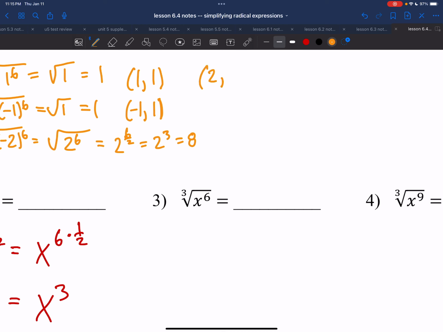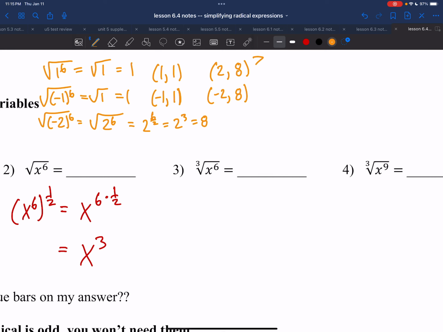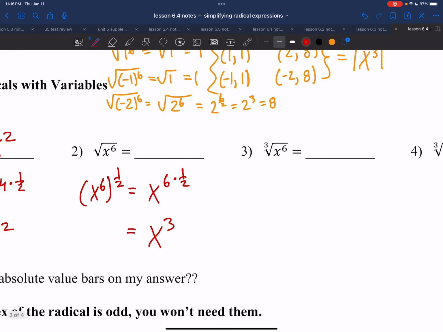When you plug in 2, you're going to get 8. When you plug in negative 2, you're going to get 8. So this is not absolute value x, but rather absolute value x cubed, right? You're cubing the number, and then you're taking the absolute value of it. So this quantity, the square root of x to the sixth, is absolute value x cubed.